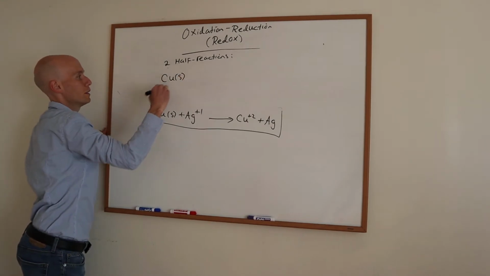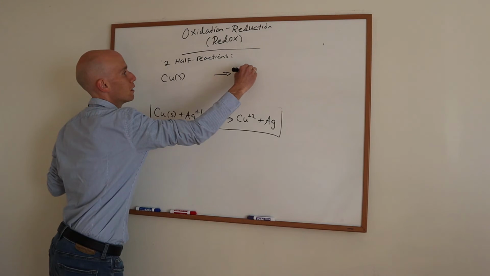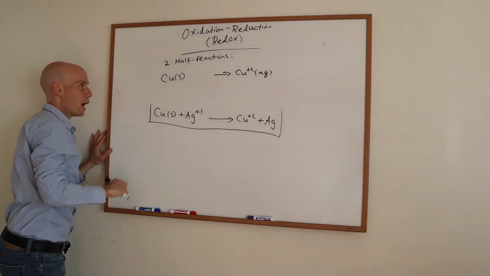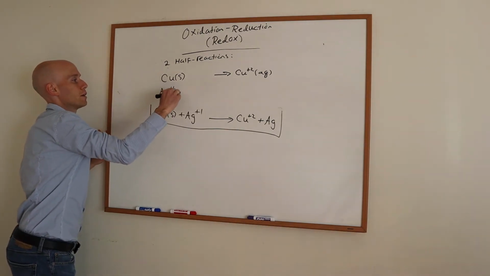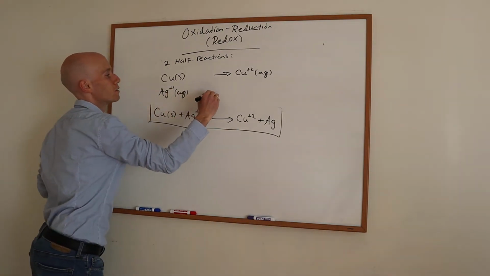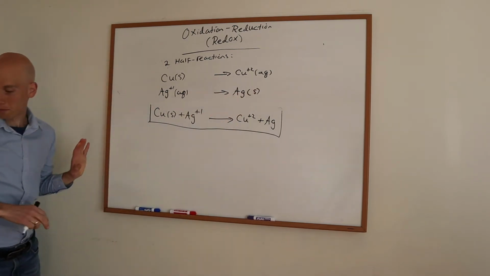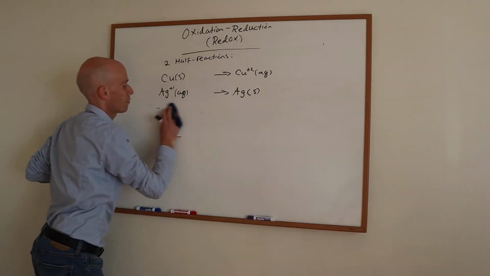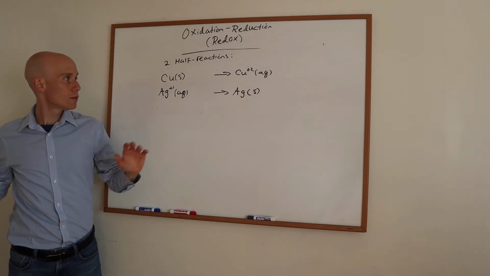Copper, solid, will go to copper +2, and this is aqueous. Okay. And I have silver, aqueous. It is also going into elemental silver here. All right, and let me get rid of this. Okay, so that's where we are at the moment.